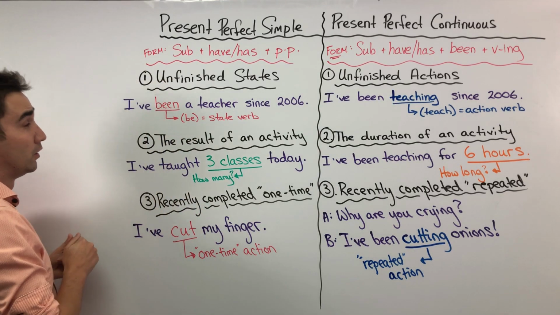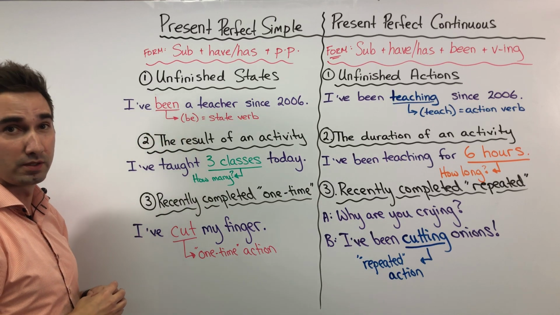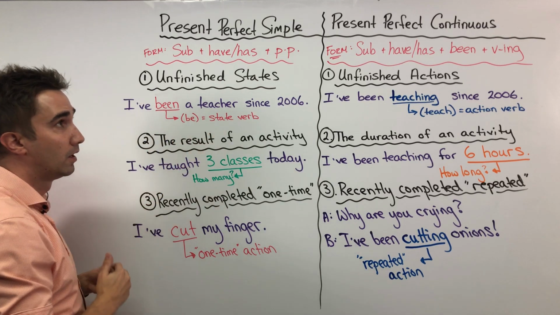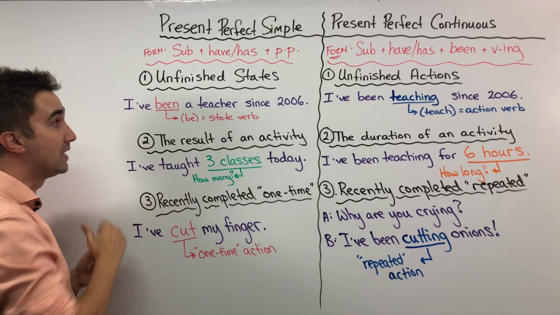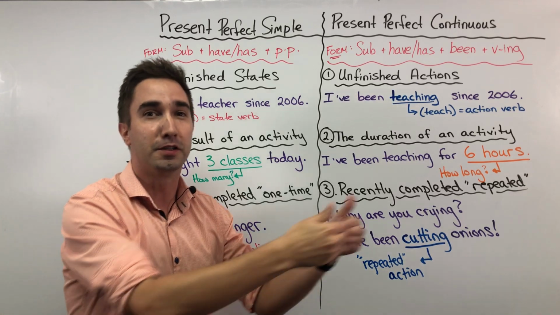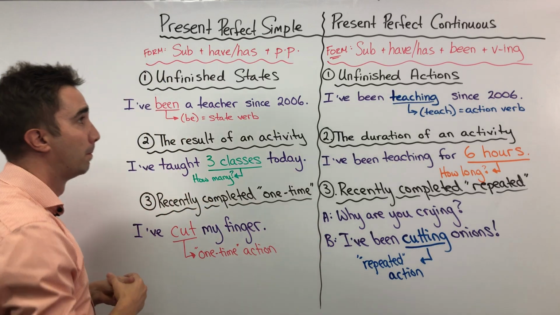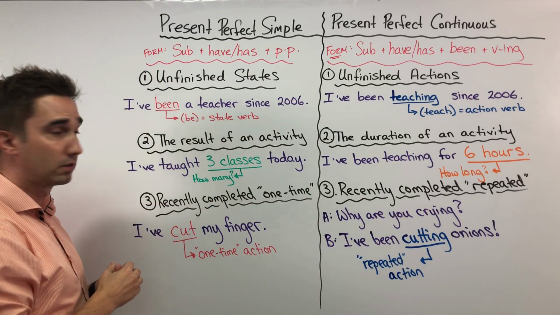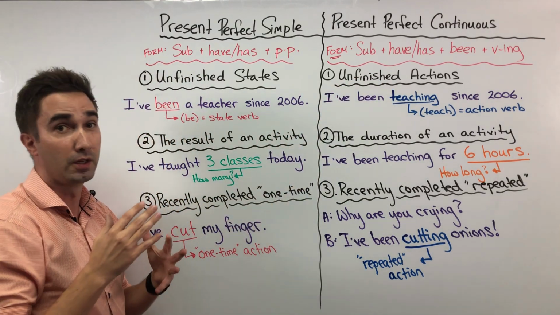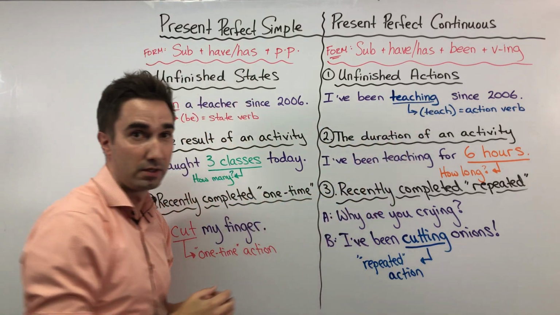Now, here let's look at this example. I've been a teacher since 2006. Now the verb be is a state verb, and the past participle for be is been. So we can't say I have been being a teacher because we can't use state verbs with ing. If we want to use an action, we would talk about unfinished actions using the continuous tense. I have been teaching since 2006.